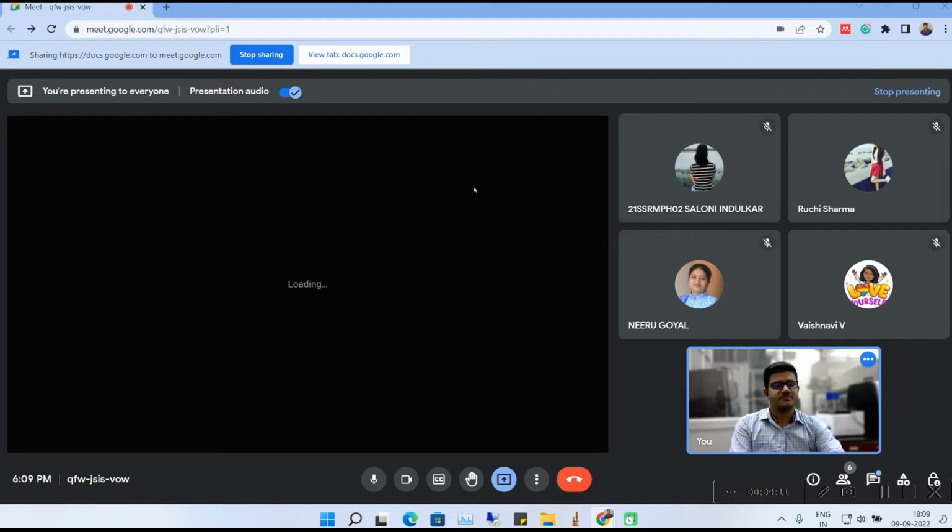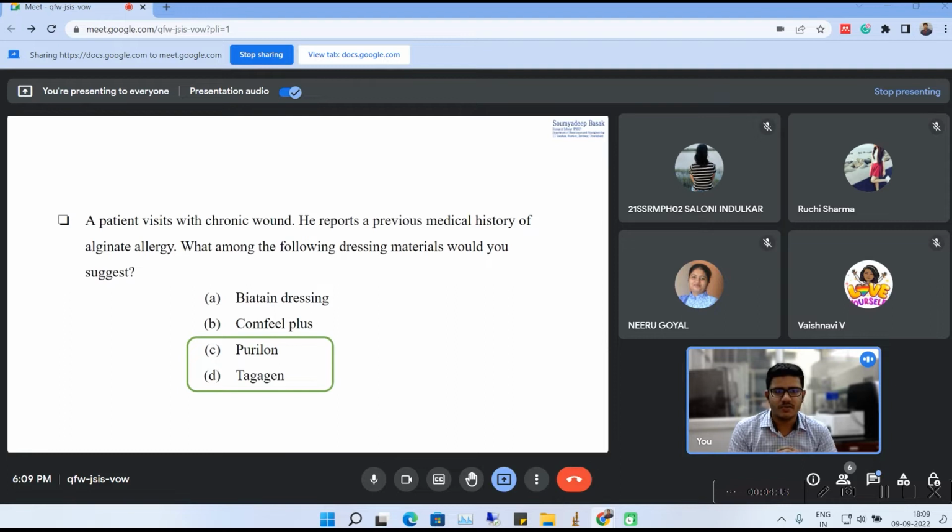These two, Biatain and Comfeel Plus, we are not going to suggest. Comfeel Plus is also alginate based, right? The patient has a previous history of alginate allergy. Comfeel is alginate based, and Biatain is also an alginate based material for wound dressing, a commercial material along with the Comfeel Plus. So Biatain dressing and Comfeel Plus both are alginate based. The patient has the alginate allergy, so we will not use them. For this question, these two would be suggested.